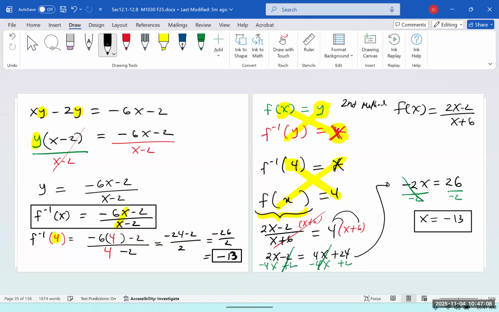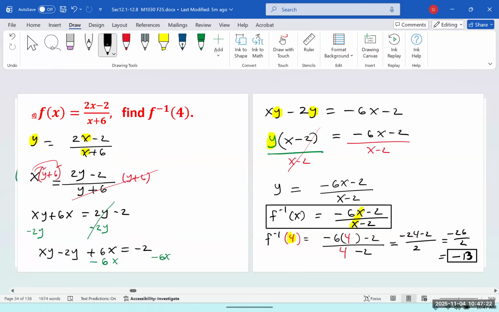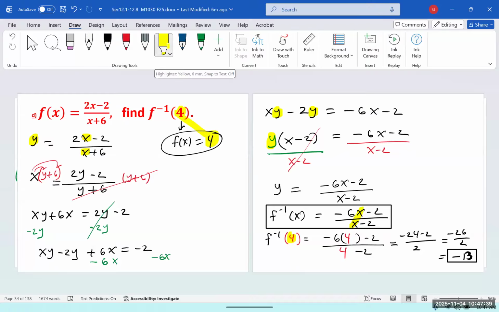Second method. You just have to remember the x value for the inverse is the y value for your original function, f of x. So if they're asking, find the inverse of 4, this is the same as f of x is 4. So the x value for the inverse is actually the y value for the f function. That's the trick.